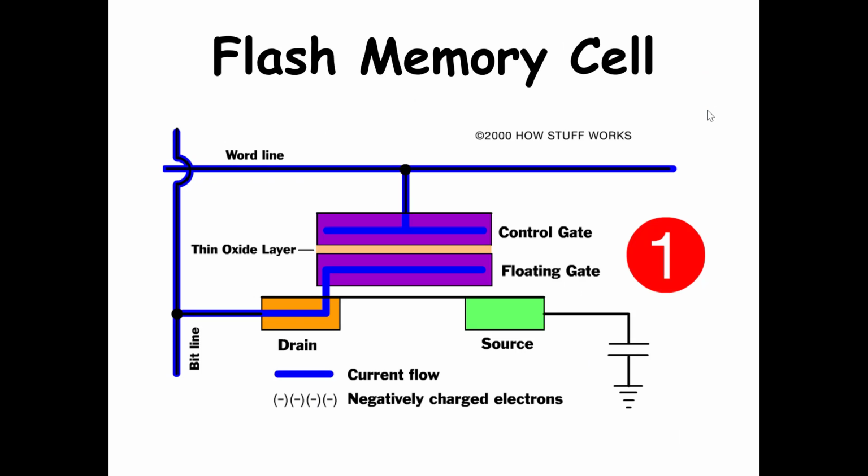So if I were to look at a slightly detailed diagram of this, we see the drain and source of the MOSFET, and then we see the floating gate, which stores the charge, right? If charge is stored here, the cell is said to be programmed, and then we have the control gate.